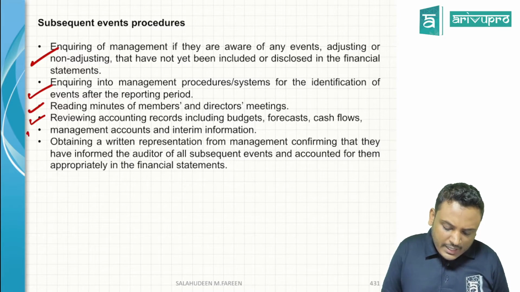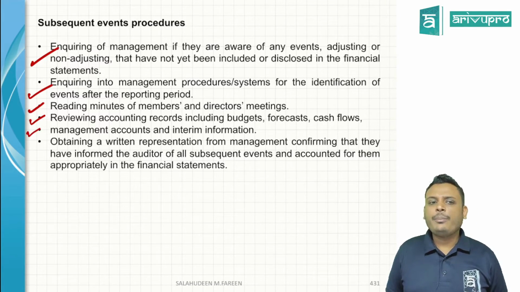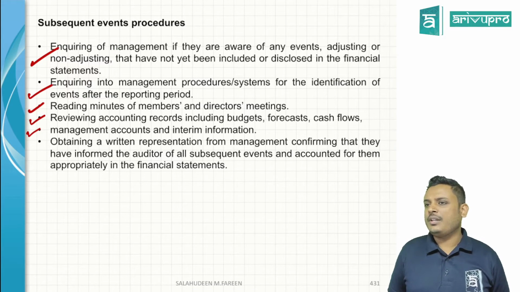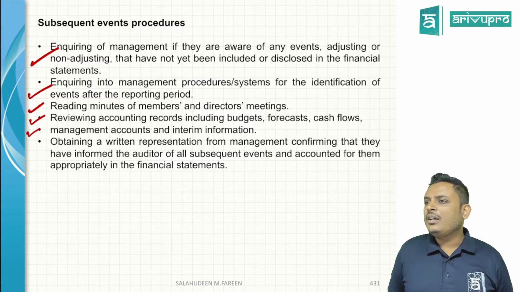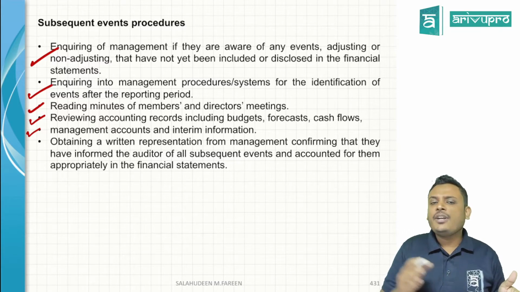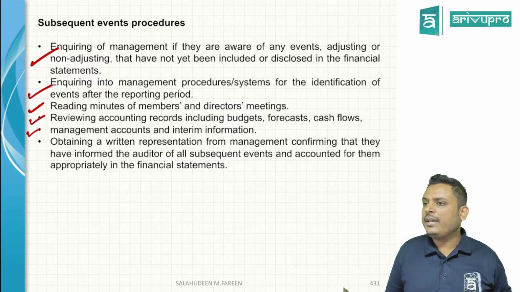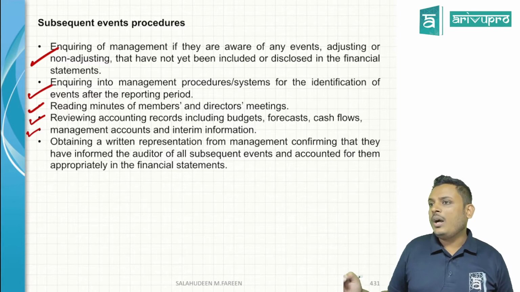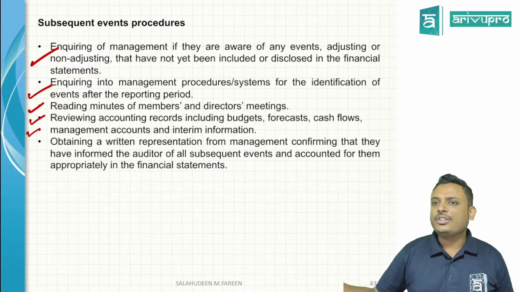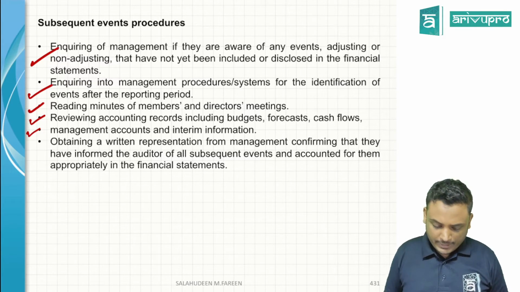Management accounts and interim information. You can refer to management accounts and interim information. What is interim information? IAS, interim financial reporting. So 1st of January to 31st of December is the actual financial period. First quarter, January to March, that financial statement, to see whether there is any subsequent event.